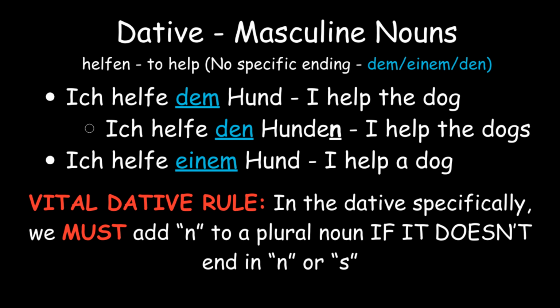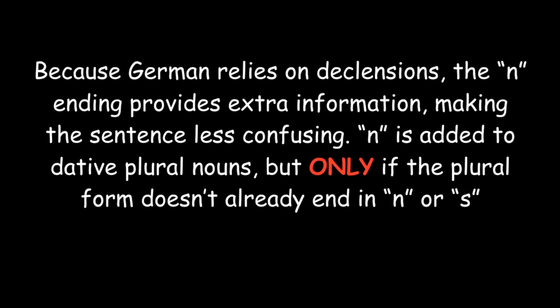The N ending in the dative plural is a remnant of older German where nouns had distinct endings. Over time, many of these endings disappeared, but the dative plural retained the N ending. This helps indicate the grammatical role of a dative plural noun. Because German relies on declensions, the N ending provides extra information, making the sentence less confusing.